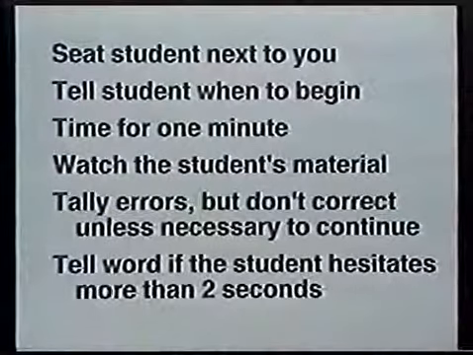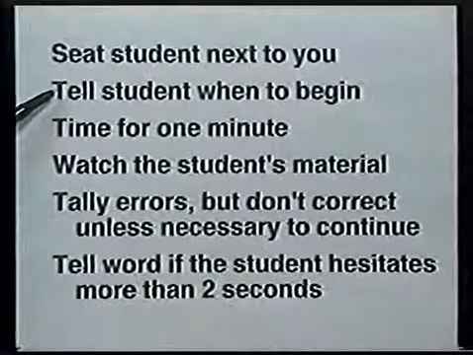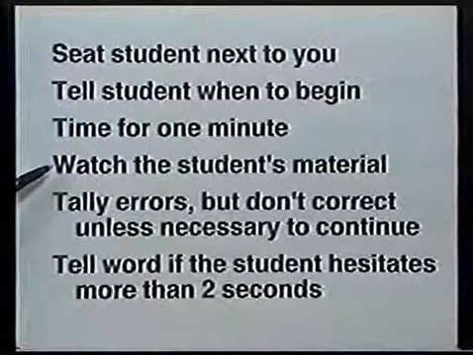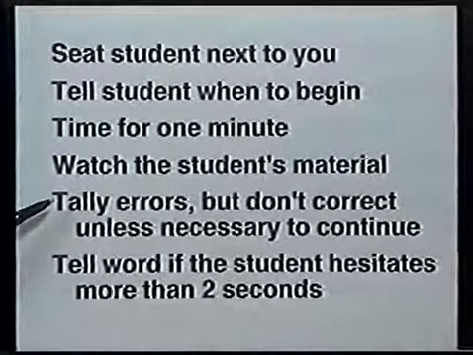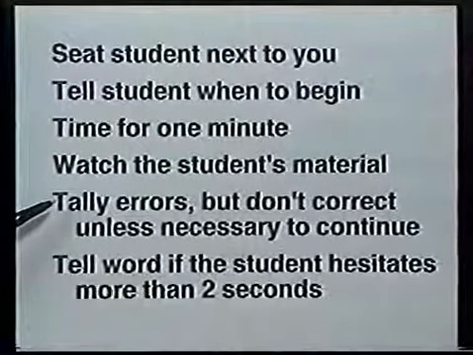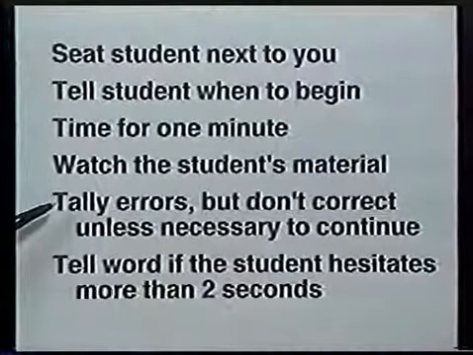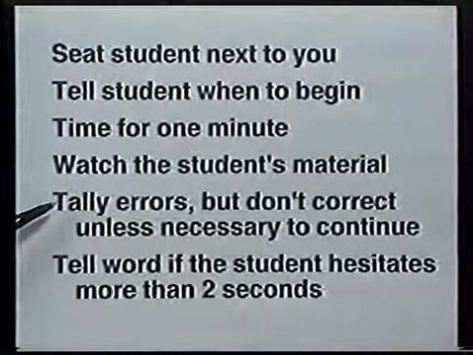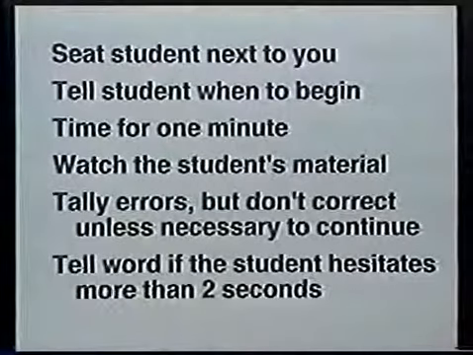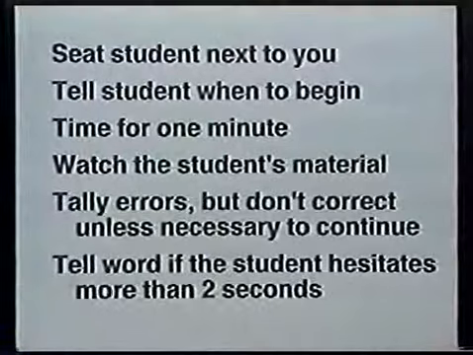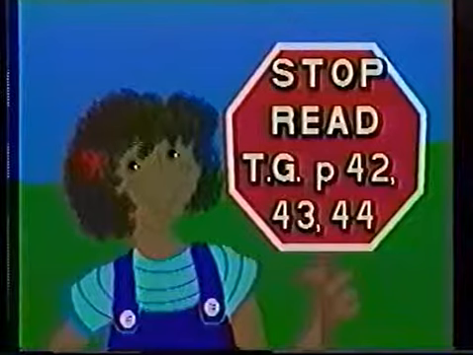To conduct checkouts, have the student sit next to you. Tell the student when to begin and time for 1 minute. Watch the student's material, tally errors, tell the word if the student hesitates more than 2 seconds. Errors counted are word identifications, word omissions, and word additions. Also count repeated self-corrections as errors. While you are doing individual checkouts, you may wish to reinforce students for quietly completing their seat work. Read the detailed description of individual checkout procedures in your teacher's guide.